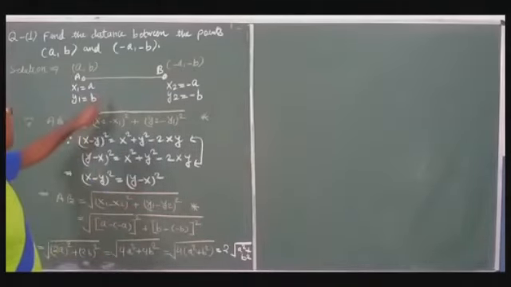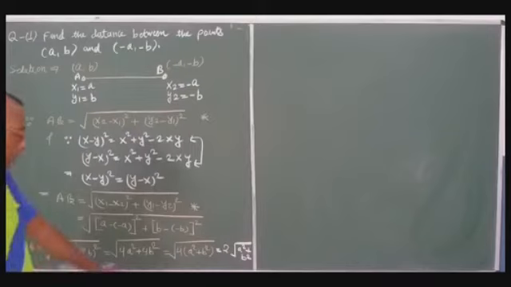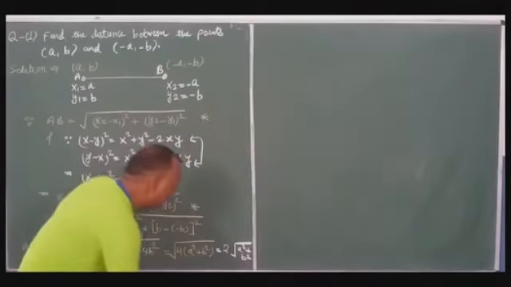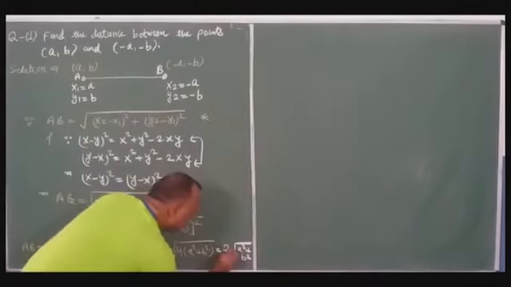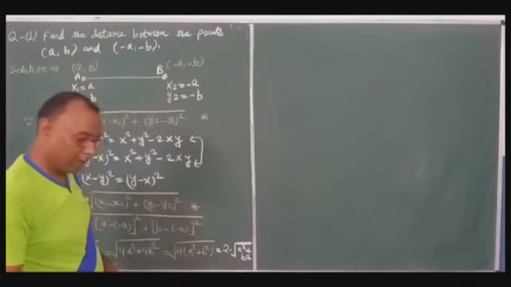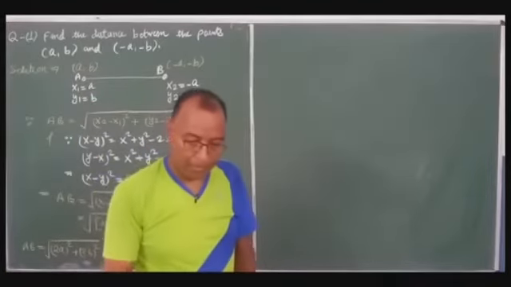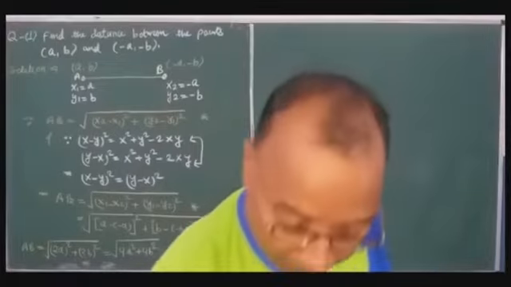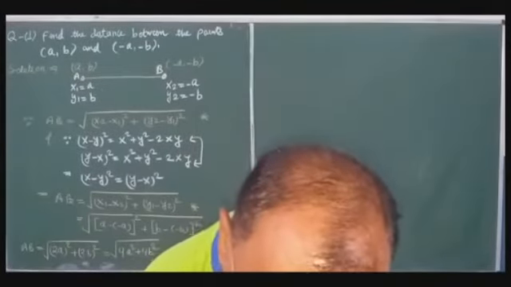The distance between the points A comma B and minus A comma minus B is 2 under root 2 multiplied with under root A square plus B square. Is it okay? Now we are taking another problem.